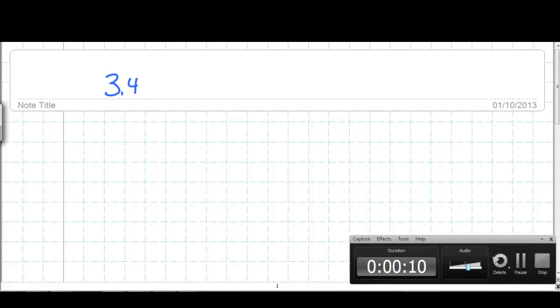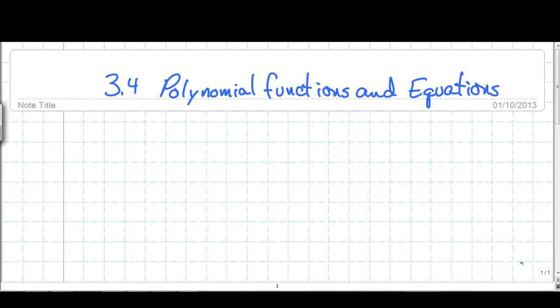Alright, Math 12th. Today we're going to take a look at section 3.4, and we're going to talk about polynomial functions and equations. So let's take a look at a couple of polynomial functions that you'd be familiar with. Some that are actually quite simple. Y equals x. We'll look at y equals x squared, y equals x cubed, and y equals x to the power of 4.